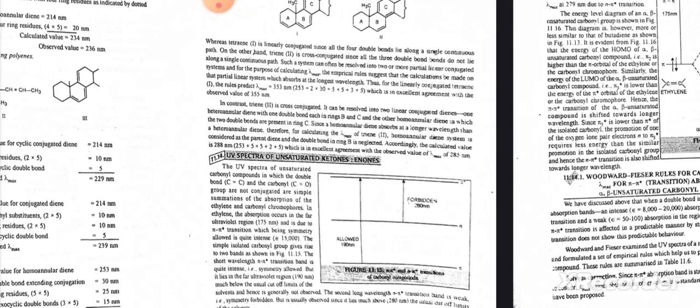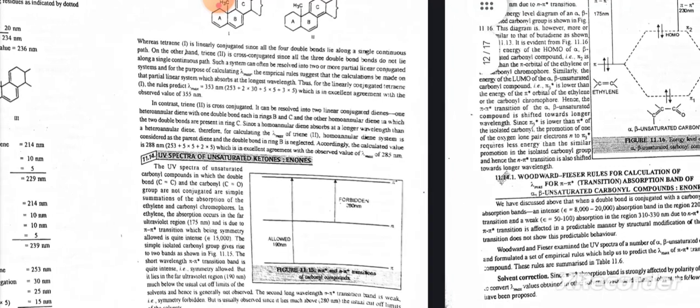In contrast, the triene is cross-conjugated. It can be resolved into two linear conjugated dienes: one heteroannular diene with one double bond in rings B and C, the other a homoannular diene in which the two double bonds are present in ring C. Since a homoannular diene absorbs at longer wavelength than a heteroannular diene, in calculating the lambda max of the triene, the homoannular diene system is considered as the parent diene and the double bond in ring B is neglected. Accordingly, the calculated value is 288 nanometers, which is in excellent agreement with the observed value of 285 nanometers.